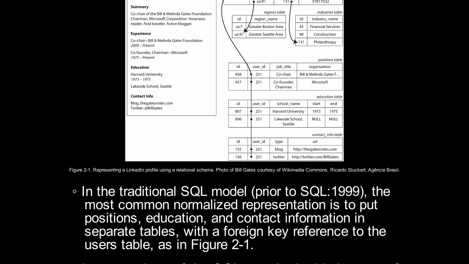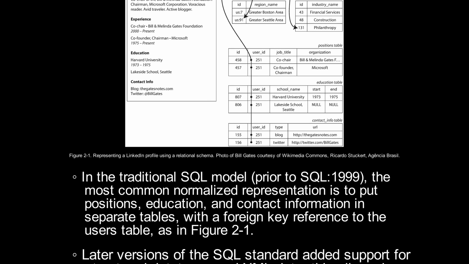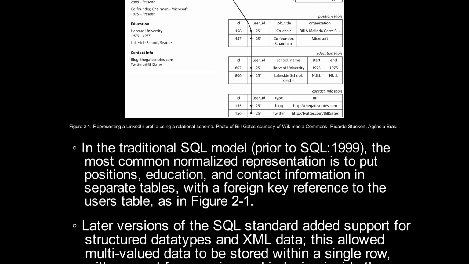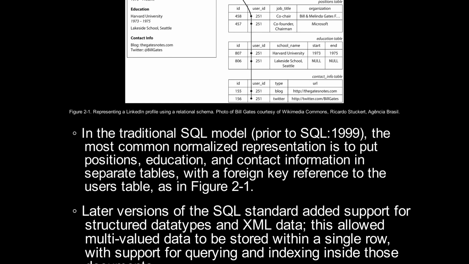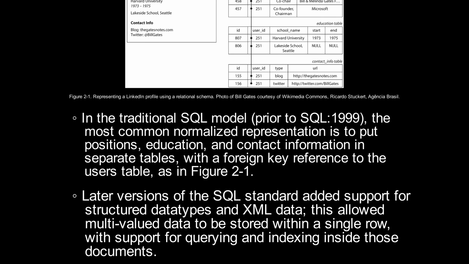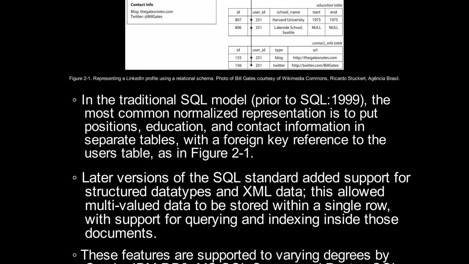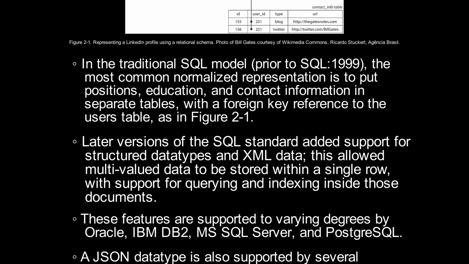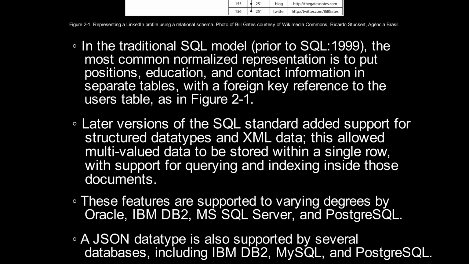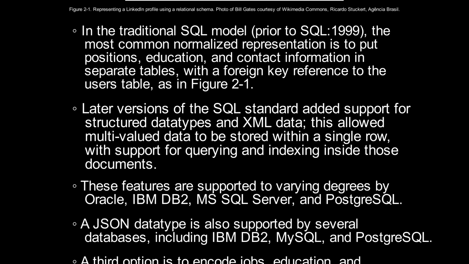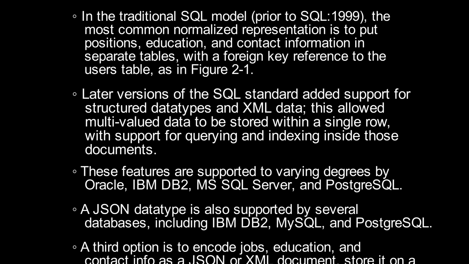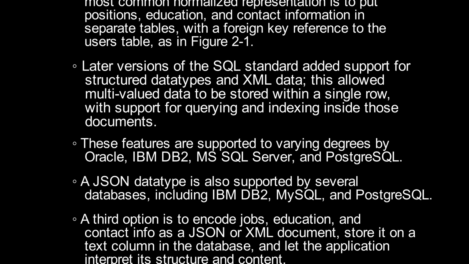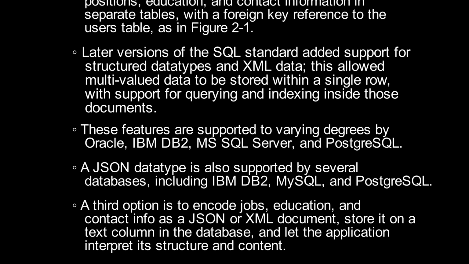In the traditional SQL model prior to SQL:1999, the most common normalized representation is to put positions, education, and contact information in separate tables, with a foreign key reference to the user's table, as in Figure 2-1. Later versions of the SQL standard added support for structured data types and XML data. This allowed multi-valued data to be stored within a single row, with support for querying and indexing inside those documents. These features are supported to varying degrees by Oracle, IBM DB2, MS SQL Server, and PostgreSQL. A JSON data type is also supported by several databases, including IBM DB2, MySQL, and PostgreSQL.